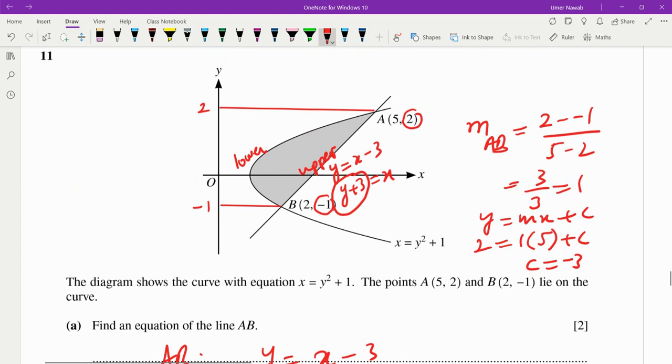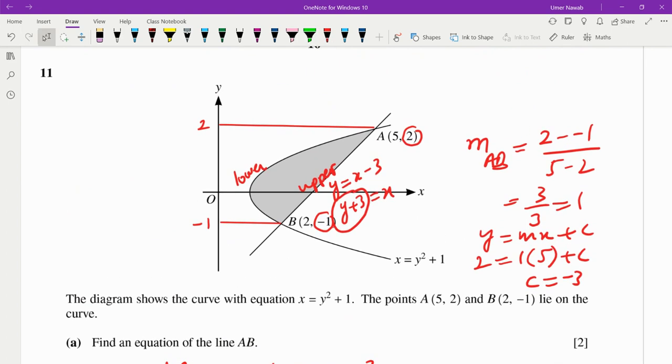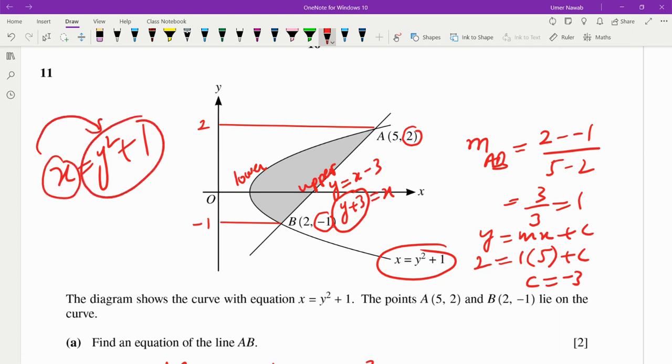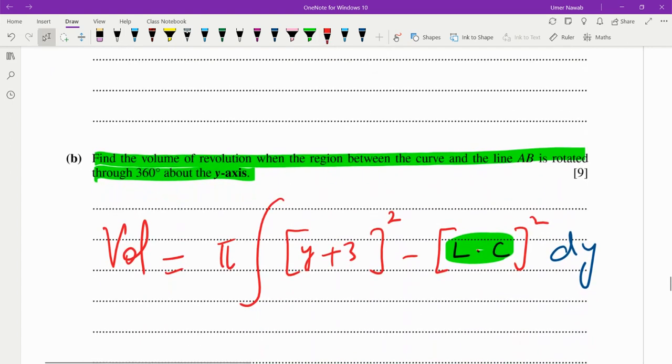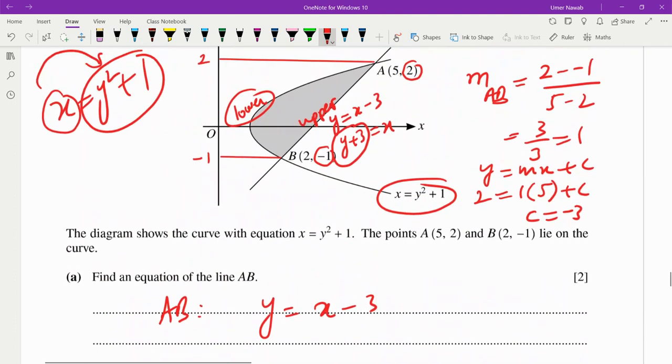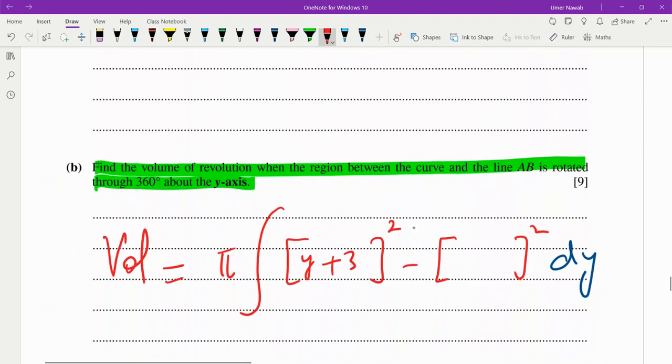Now I go to my lower curve, which is given by the examiner. Thanks to the examiner, he has already written x in terms of y. The lower curve is y squared plus 1. So let me erase LC, the lower curve. It is y squared plus 1.